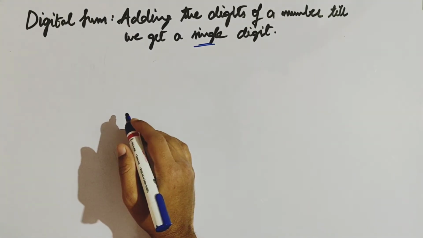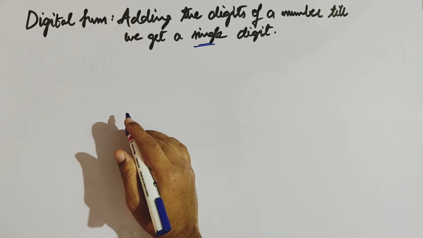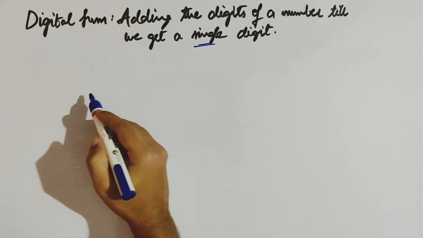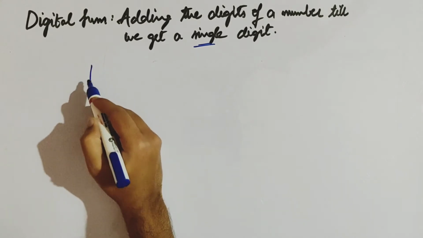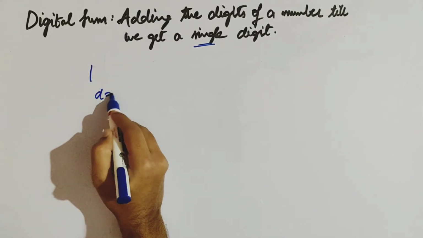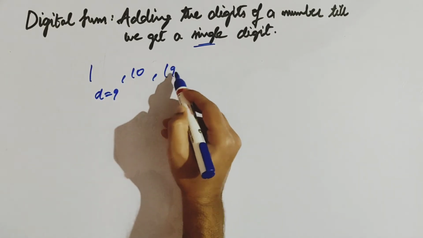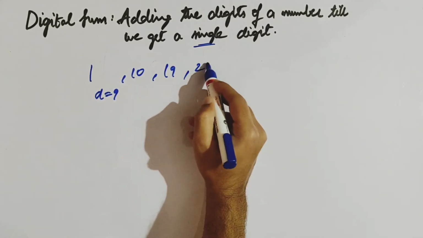I'll show you that the digital sum of numbers in AP with common difference 9 will be the same. So for example, if I take 1, with common difference 9, the next term in AP will be 10, and the next term will be 19. So the next term will be 28 and so on.